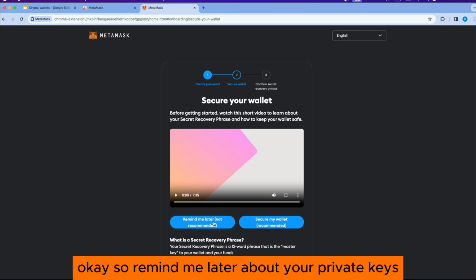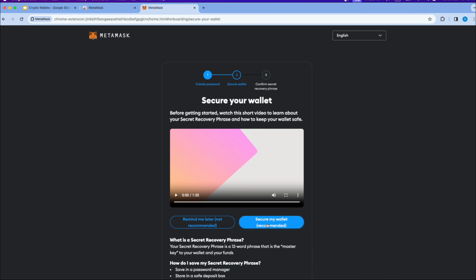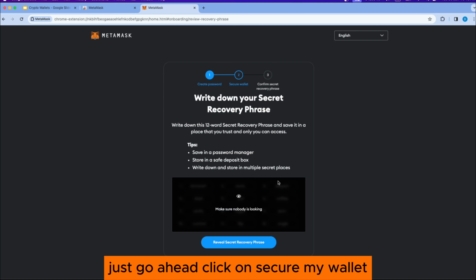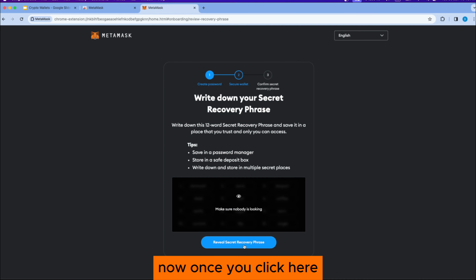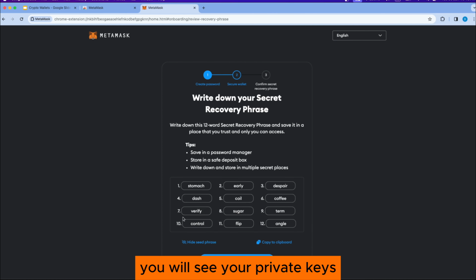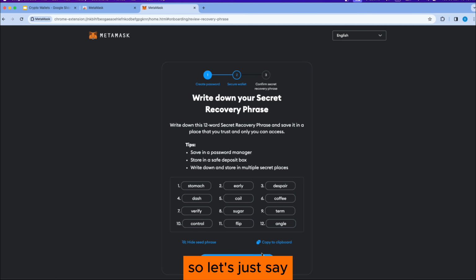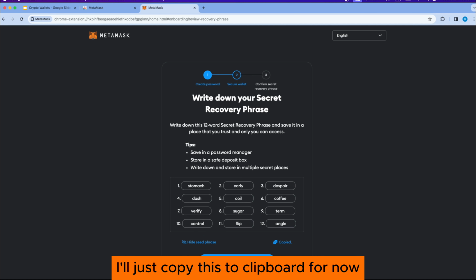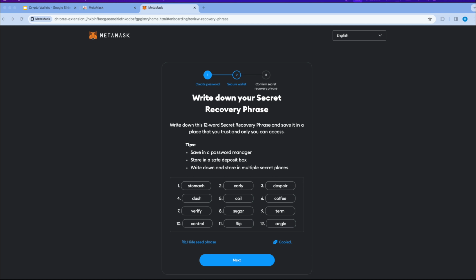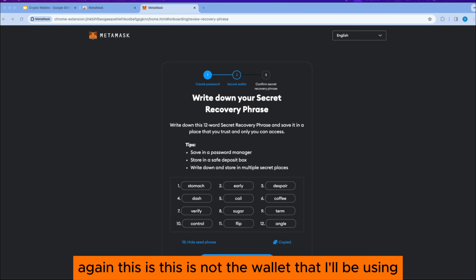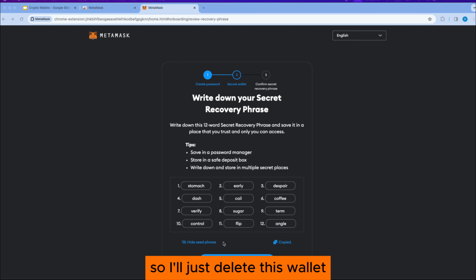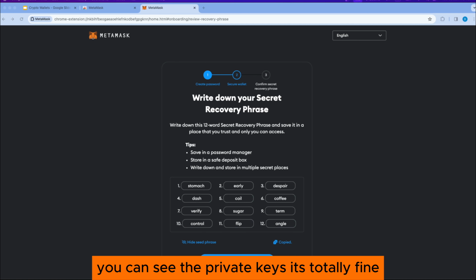Okay, so remind me later about your private keys. Just go ahead, click on secure my wallet. Now, once you click here, you will see your private keys. So this is a unique private key specifically for your MetaMask wallet. You need to write it on a piece of paper, which I highly recommend, in a similar pattern. So let's just say I'll copy this to clipboard for now. Again, this is not the wallet that I'll be using, so I'll just delete this wallet. You can see the private keys is totally fine.